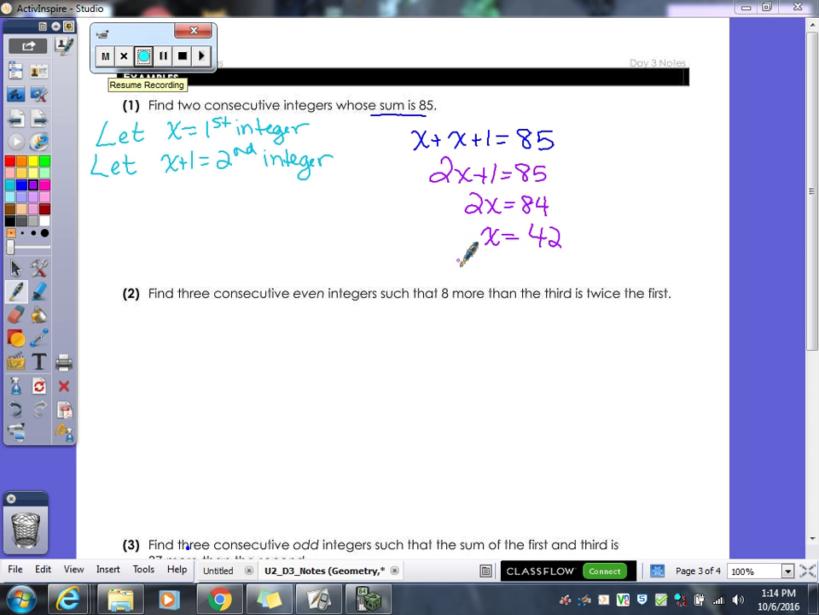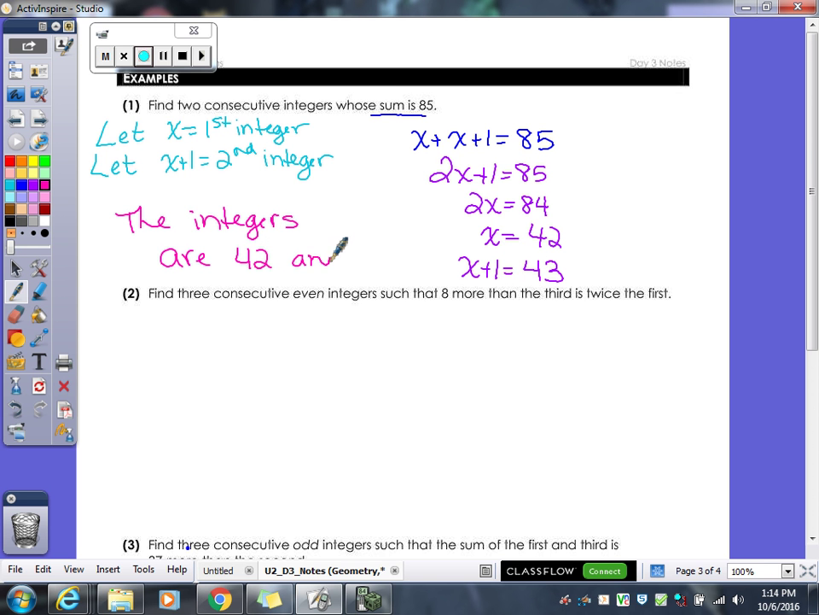So if x is 42, what's our other integer? 43. We got to add the 1 to it. So we just need a sentence. The integers are 42 and 43.